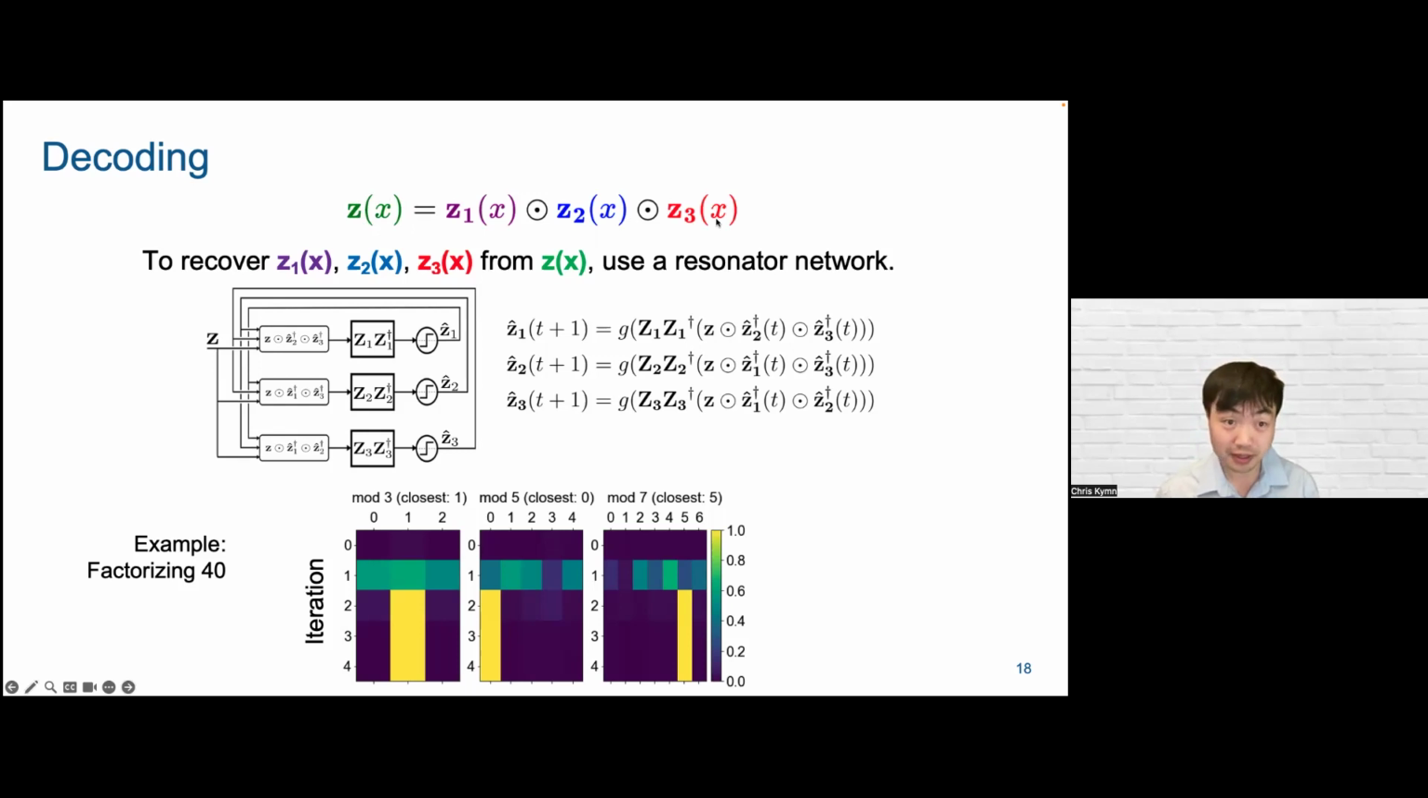One solution that could work is brute force. So manually checking all possible combinations of z1, z2, and z3 to see if they multiply to z of x. But this is going to be very costly and not scale very well, as we want to increase the numerical range that we're computing over.